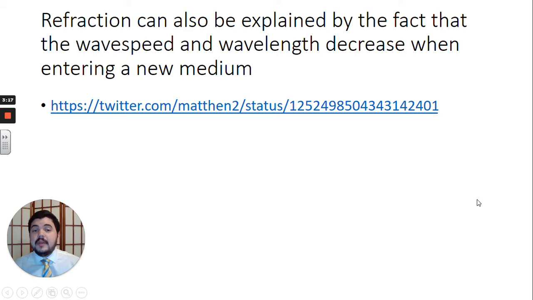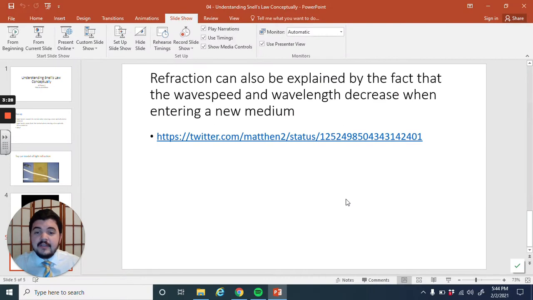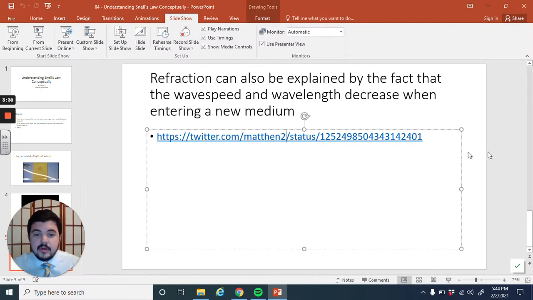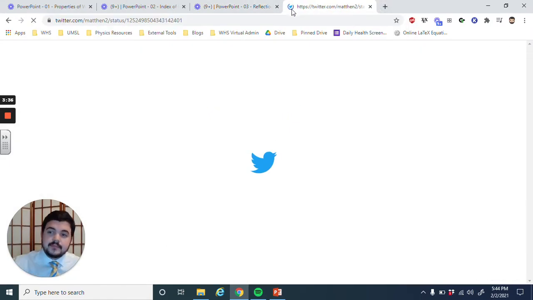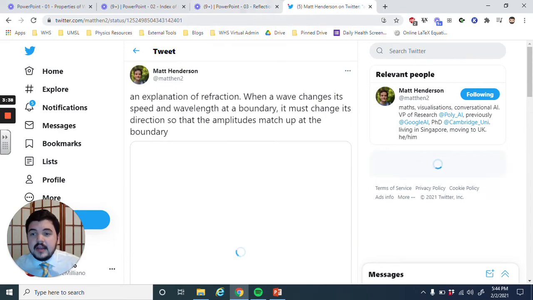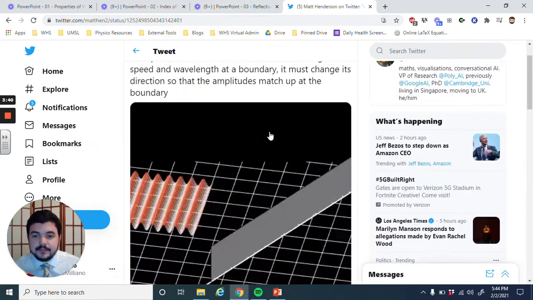Refraction can also be explained by the fact that wave speed and wavelength decrease when entering a new medium. So we can also use the wave model to explain the idea of refraction. Got a great animation here to show about that concept. Let's copy that URL. It wasn't letting me click for some reason. All right, here we go.